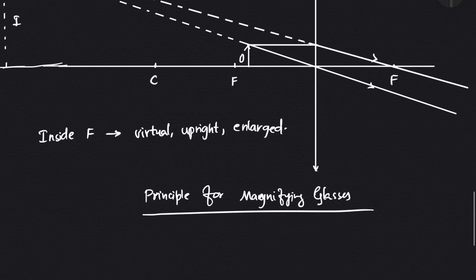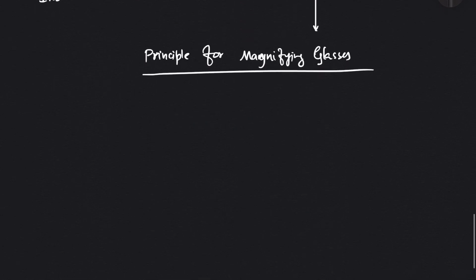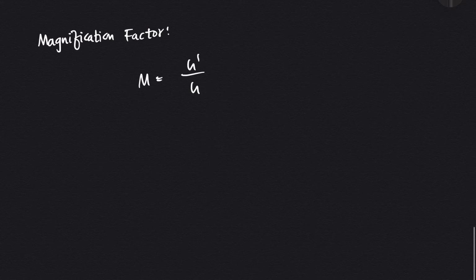Now, there are two main common things that we want to know. We already knew this from before, so we are going to repeat it again. The first one is the magnification factor. Magnification factor is the height of the image by height of the object. When you have an object outside the focal point, there are three cases where you have different magnification factors.